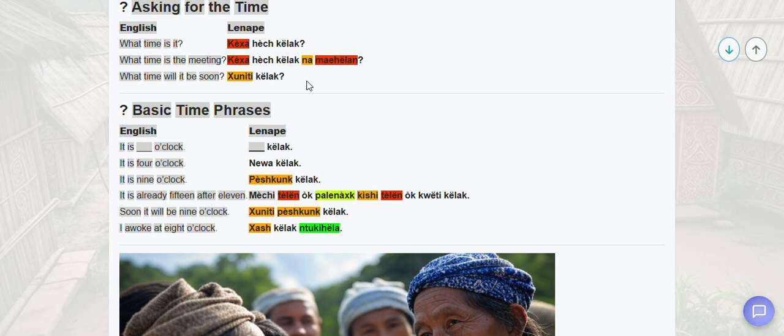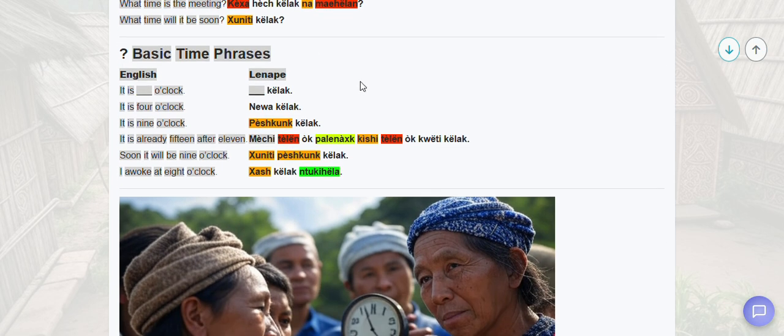Na mae halan. Huniti këlak. What time will it be soon? And huniti means soon. There's several different ways to say soon in Lenape. And then you have basic time phrases.